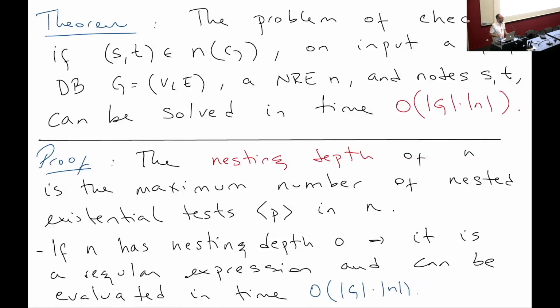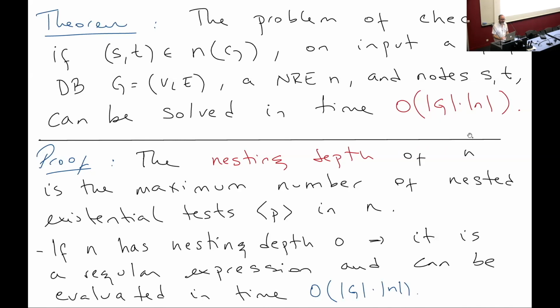Now, what is good about nested regular expressions? They keep the same properties of the regular path queries for the arbitrary path semantics, remember that, in terms of complexity of evaluation. That is, the problem of checking if a pair of nodes S and T belongs to the output of a nested regular expression on a graph database can be solved in linear time, that is, size of the graph database times size of the nested regular expression.